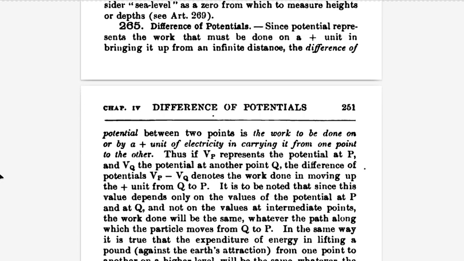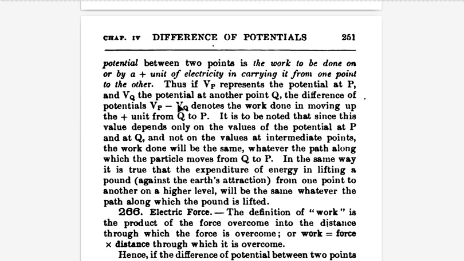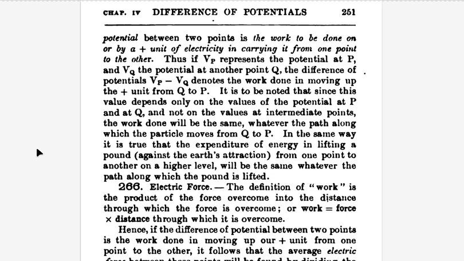265. Difference of potentials. Since potential represents the work that must be done on a plus unit in bringing it up from an infinite distance, the difference of potential between 2 points is the work to be done on a plus unit of electricity in carrying it from one point to the other. Thus if V of P represents the potential at P, and V of Q the potential at another point Q, the difference of potentials V of P minus V of Q denotes the work done in moving up the plus unit from Q to P.